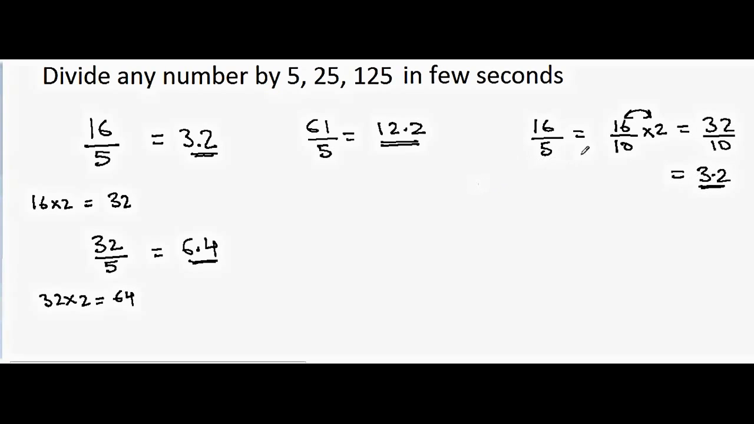So the answer is 32 divided by 10, that is equal to 3.2. As you can see, the explanation is very simple, but most of the time we don't remember this relationship, and that's why we go with a longer calculation by actually dividing by 5. The same trick can also be used to divide by 25.